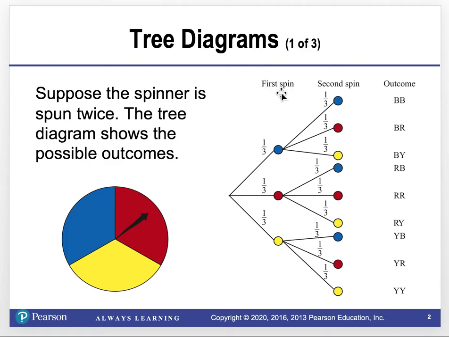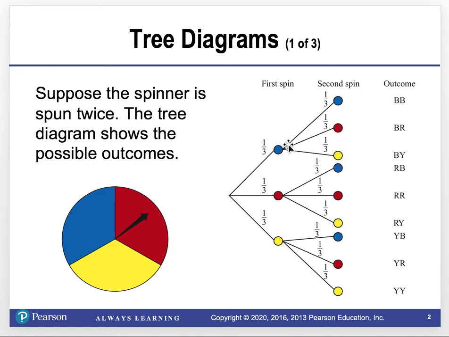In the first set, or first spin, the spinner could land on a blue, a red, or a yellow. So we branch off to those three different things. Notice the probability of each of those events happening, since they're equally likely, is 1/3 each. Now on the second spin, we still have the same options. We can land on blue, red, or yellow, so if we landed on blue the first time, the next spin could still be blue, red, or yellow.